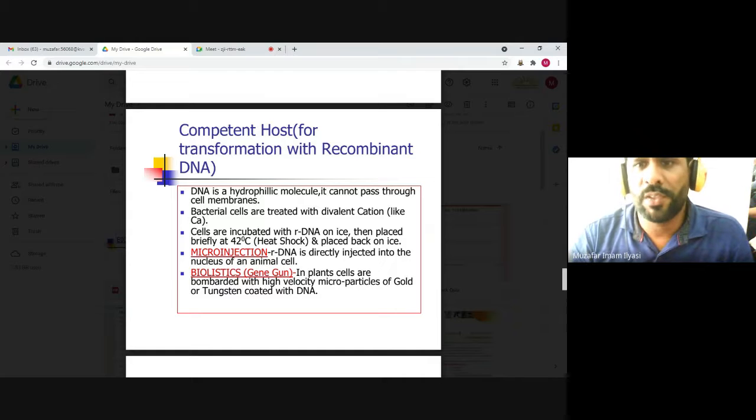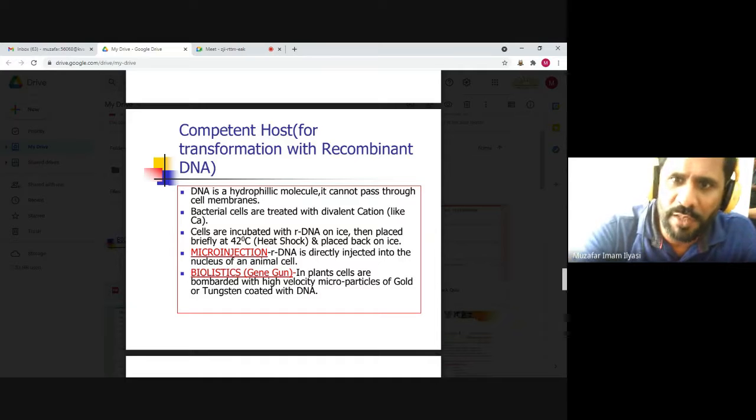Now the next process is microinjection. Recombinant DNA is directly injected into the nucleus of an animal cell. And the last but not least, very important process, biolistics or gene gun. In plants, cells are bombarded with high velocity microparticles of gold or tungsten coated with DNA.